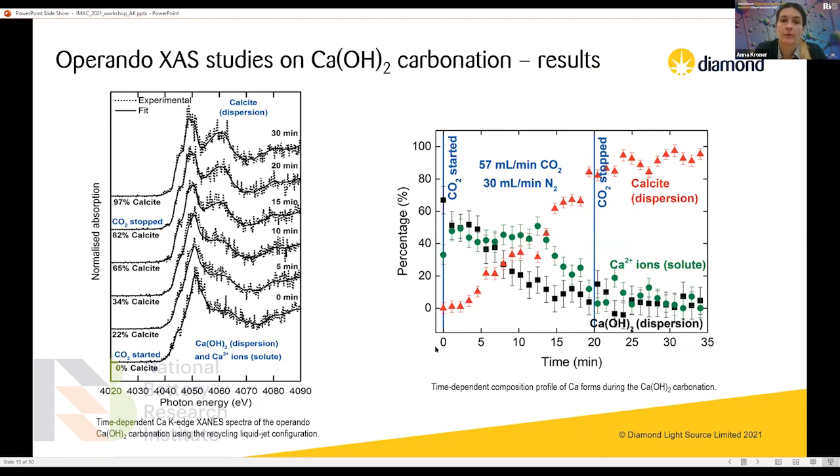So we're looking at the proportions of each calcium form present at specific points in the reaction. At the beginning, we only have a calcium hydroxide dispersion with calcium ions. And while CO2 is introduced to the system, what we can observe is that, yes, there is some formation of calcite from the beginning, but at the same time, we have an increased amount of calcium ions in the system before they're converted fully into the calcite system. So that was quite an interesting outcome from that experiment.